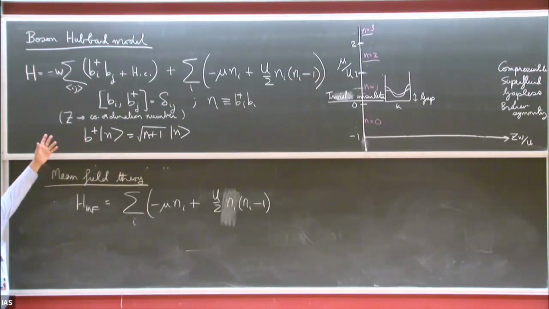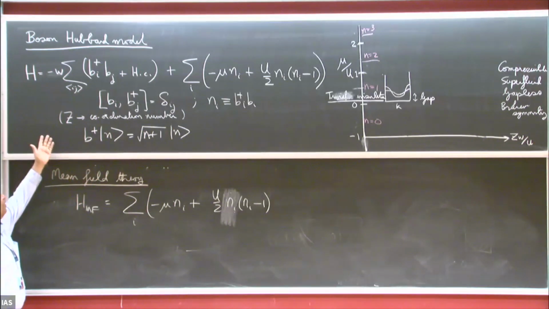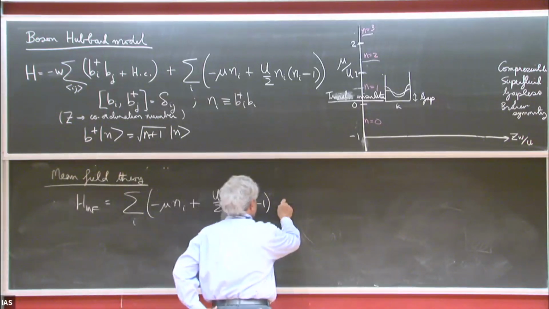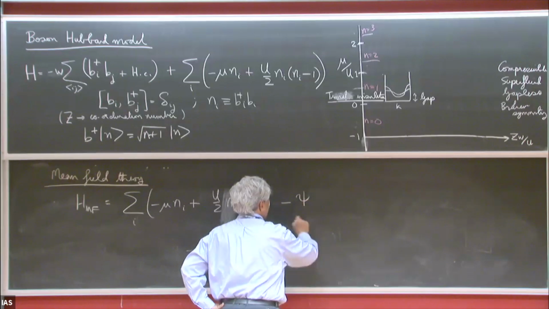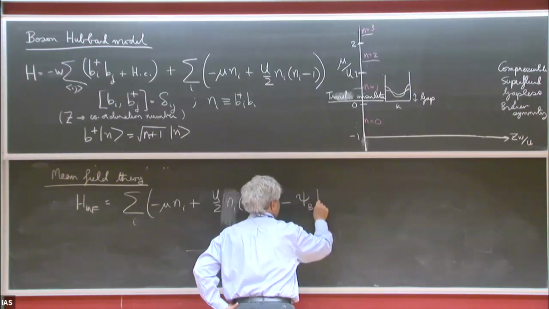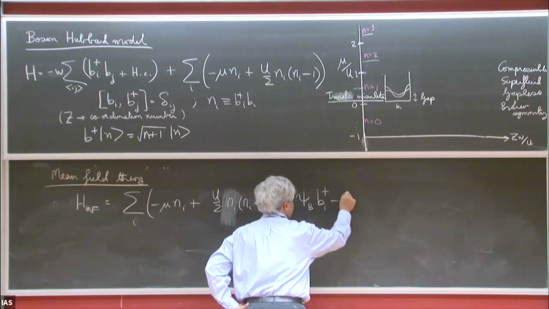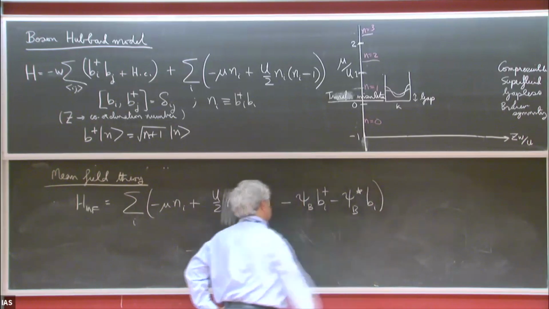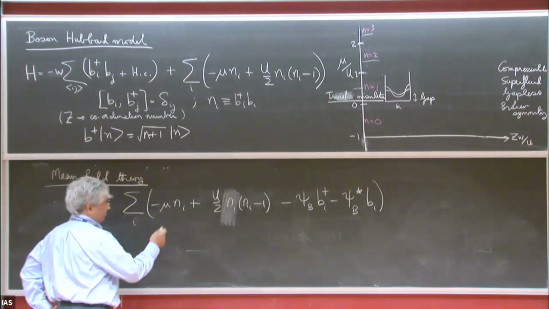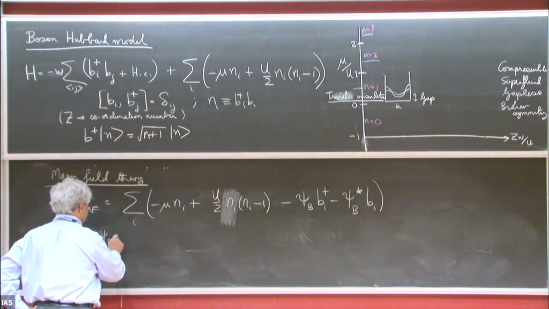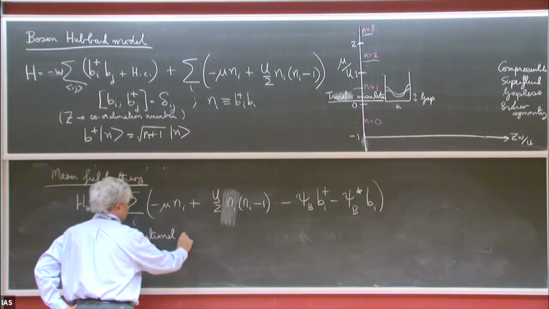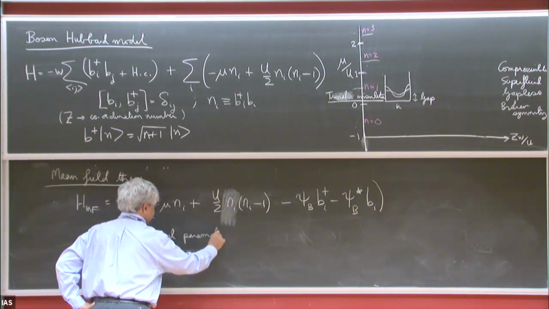And of course, the troublesome property: the first term was easy to deal with. The troublesome property of the second term was that it involved different sites. So we're not going to involve different sites. We're just going to say this is equal to something I call psi B, B_i dagger, minus psi B star, where in fact we have only one variational parameter. It's a complex number, and in fact, the phase of it won't matter.